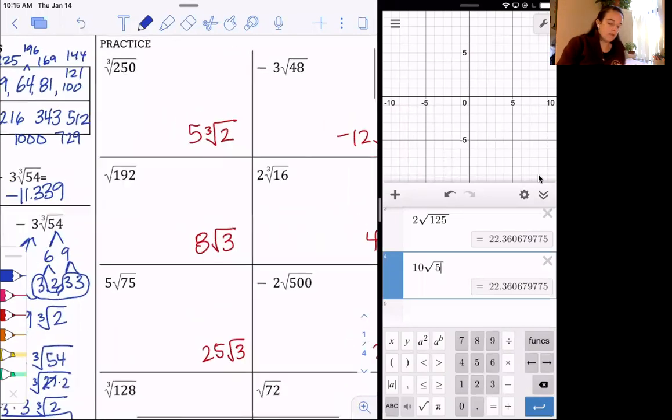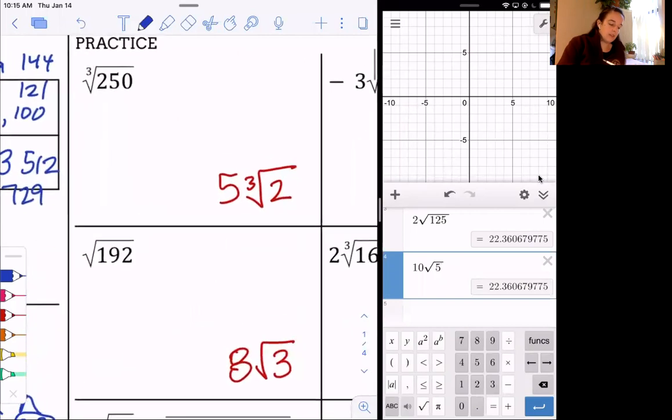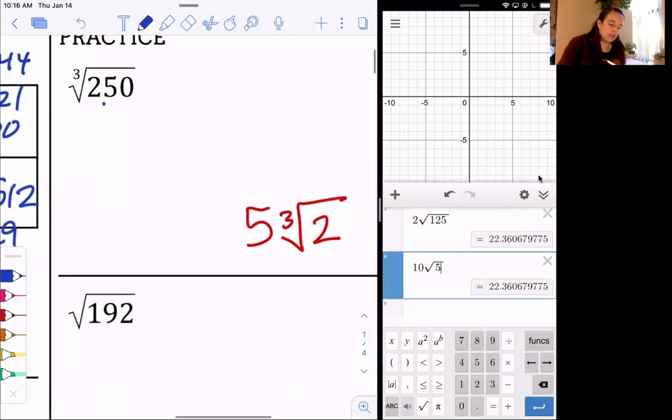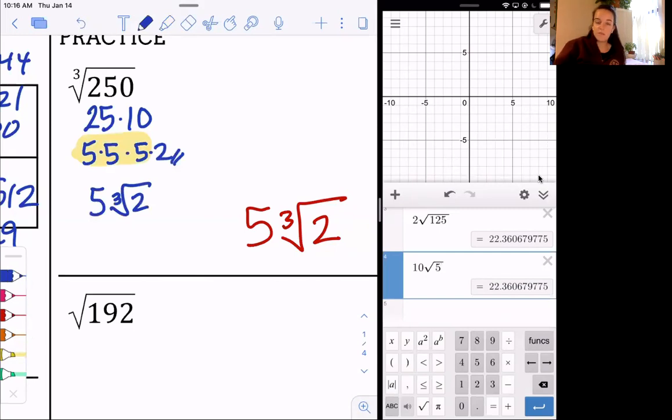So if I'm thinking about the first one here, I'm thinking, okay, so this is 25 and 5. And then the 25 could be 5. Whoa, that's not 25 and 5. It's 25 and 10, my fault. 25 and 10. The 25 you could break into 5 and 5, and then the 10 could be 5 times 2. I'm looking for a group of 3, so here's my 5. So I'd have 5 and the 2's left over, cube root 2, right?